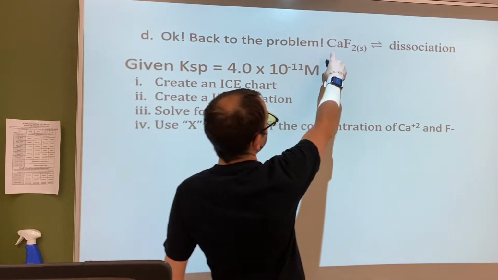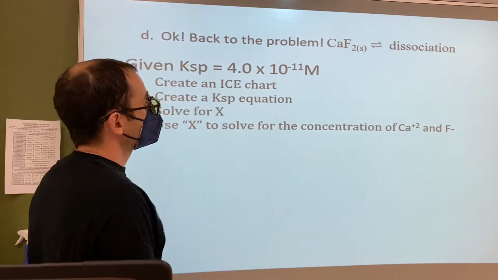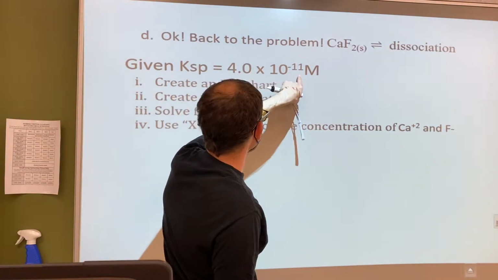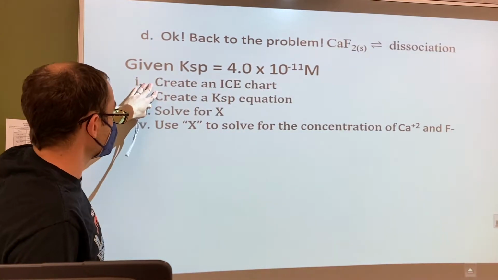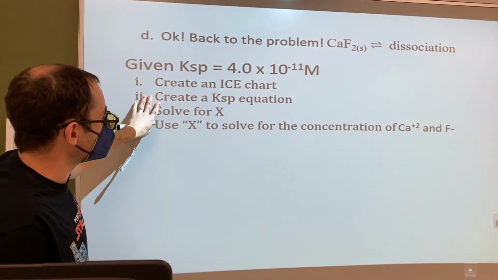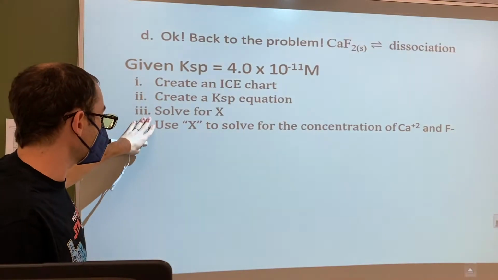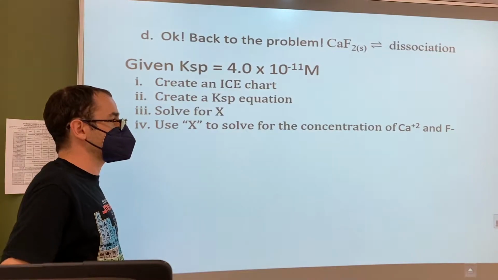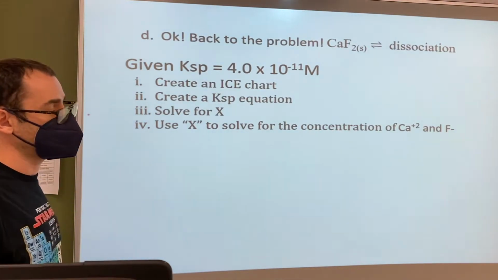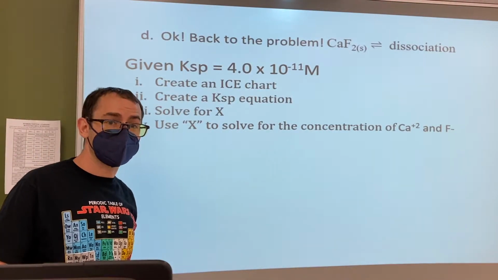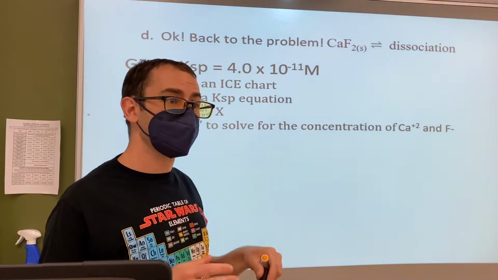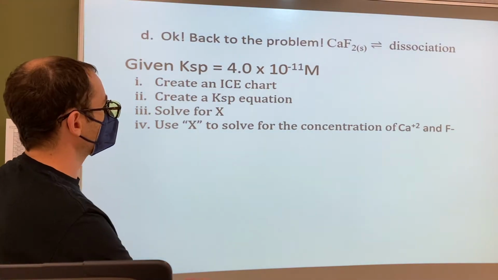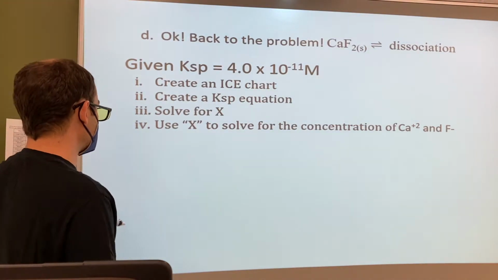So, calcium fluoride dissociation. Given the KSP equals this, create an ice chart, create a KSP equation, solve for X, and then use X to solve for the concentration of calcium and fluoride. So this looks a little complicated, so let's just go through the beginning parts of it right now. We're just going to do the ice chart, and then maybe we'll do the K chart as well. So ice chart for this.